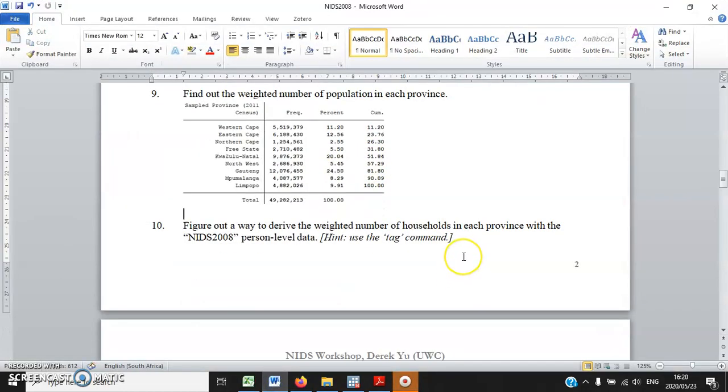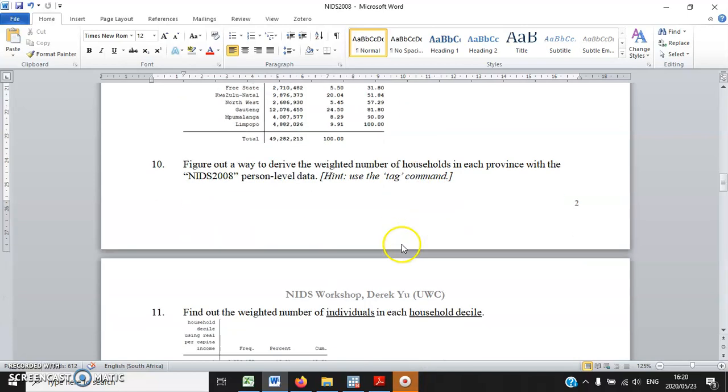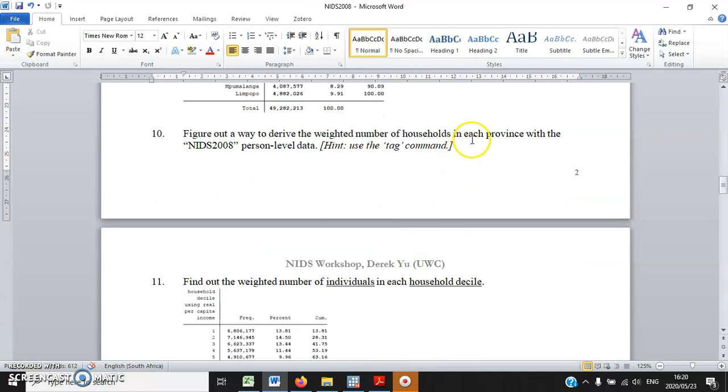Okay, next question. This is called the tag command that I want to explain. So why do we need a tag command? Sometimes we want to conduct household level analysis, but using a person level file. So what must we do?